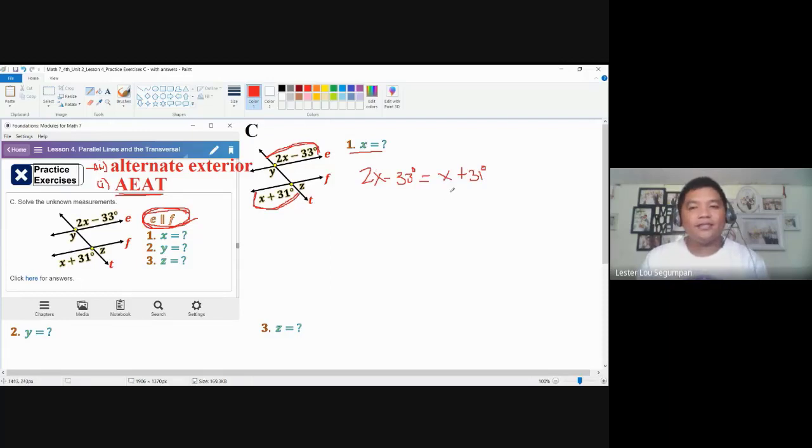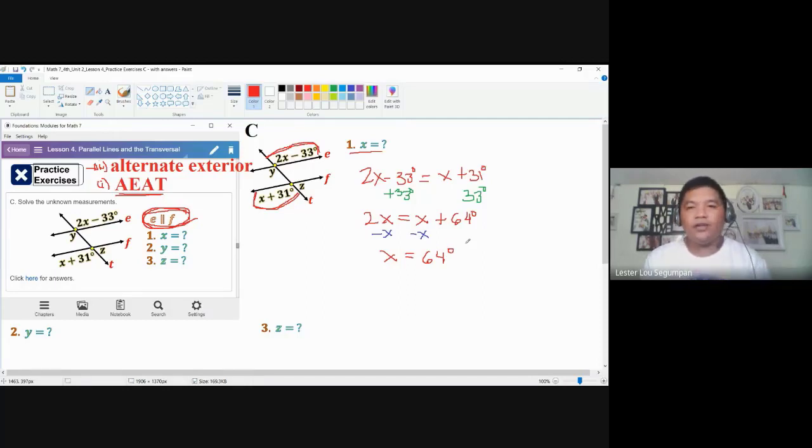And out from this, we can just use properties of equality. That would be the addition property of equality, adding 33 to both sides. So we have here 2x is equal to, that's just x, plus 31 plus 33 is 64 degrees. And then the subtraction property of equality, removing x from both sides, x will become 64 degrees.